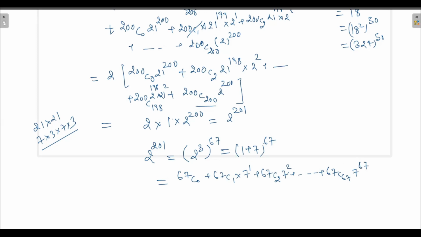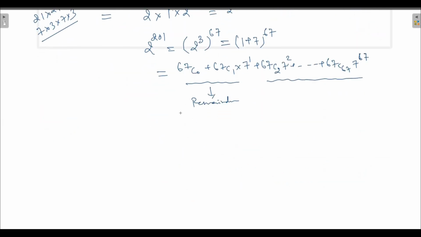So again, look at all these terms. All of them have a power of 7 square, 7 cube, and so on, so they will all be divisible by 49. So if I divide this by 49, all I get is this, which will be my remainder. Let's look at this and further simplify it. 67C0 will be 1. 67C1 will be 67 into 7, right? So let's look at what this is. 67 into 7: 7 7s are 49, and 7 6s are 42, plus 4 is 46, and then plus 1 is going to be 470.